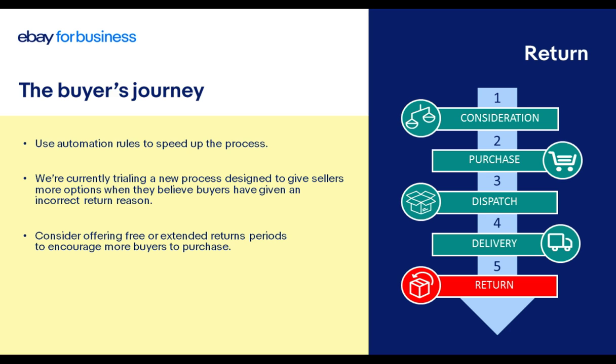Do use automation rules to try and speed up the process. Also, we're currently trialling a new process designed to give sellers more options when they believe that buyers may have given an incorrect return reason. And we know why that sometimes happens. Sometimes people don't fancy paying for a return when they've actually just changed their mind. Also consider offering free or extended returns periods to encourage more buyers to purchase.